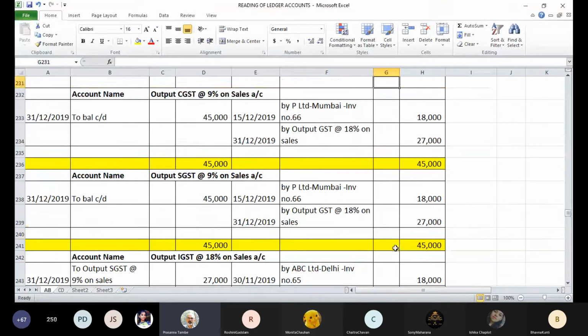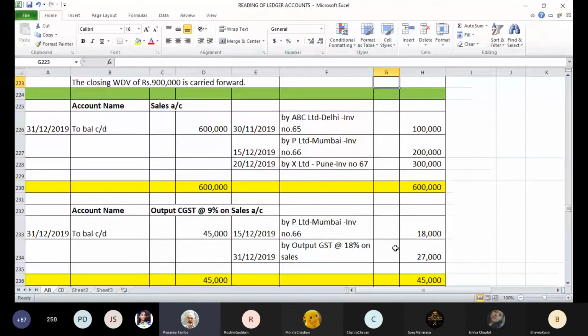And what about 1 lakh rupees? The 1 lakh rupees will be credited to the sales account. So you can see here in the sales account, by ABC Limited, invoice number 65, 1 lakh rupees. The sales account is credited for the basic selling price, whereas GST collection will be credited to the respective GST account. It could be CGST, it could be IGST, or it could be SGST account, as the case may be.